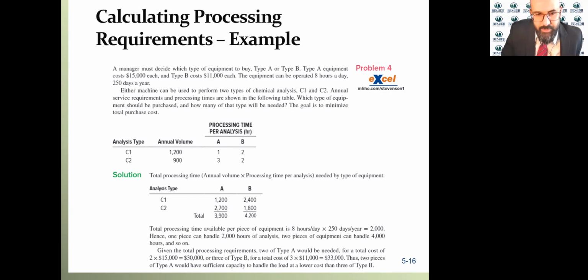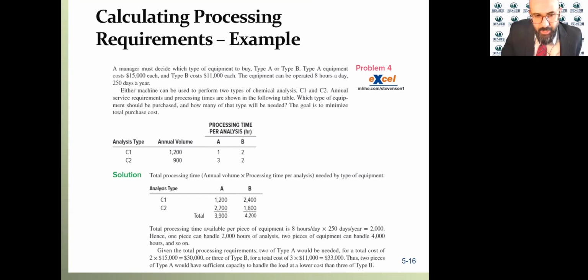Current capacity would be 8 hours times 250. That will give you 2,000 per equipment. So that would be what is available. Now, if we divide the demand, which is 3,900, by 2,000, that will give you about 2 machines we need of type A.